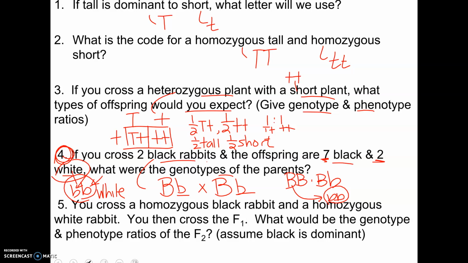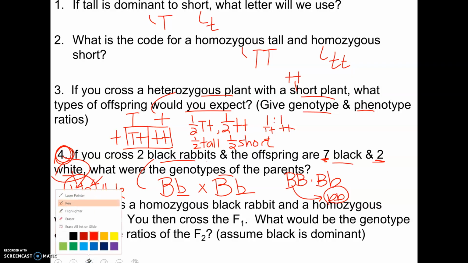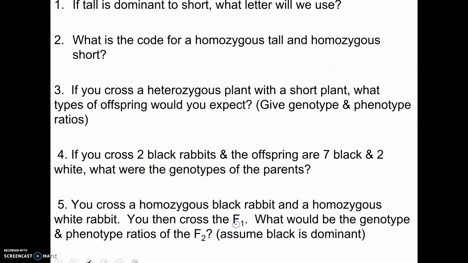All right, and then our last problem very quickly, we're crossing a homozygous black and a homozygous white. That's going to be a P generation because they're purebreds. And then cross the F1. That just means cross 2 of the offspring with each other. So I'm going to do it up here. I don't have a lot of space. So the homozygous black would be big B, big B, and the homozygous white would be little b, little b. This is our P generation.